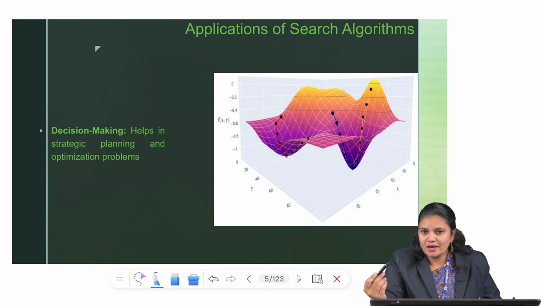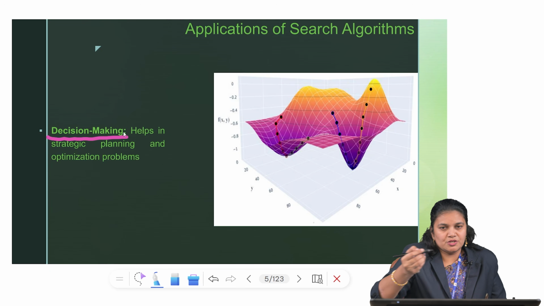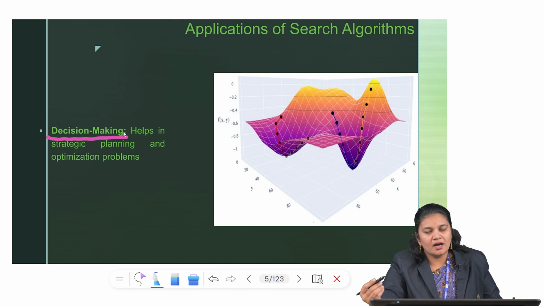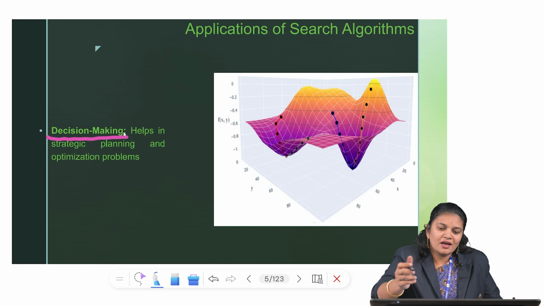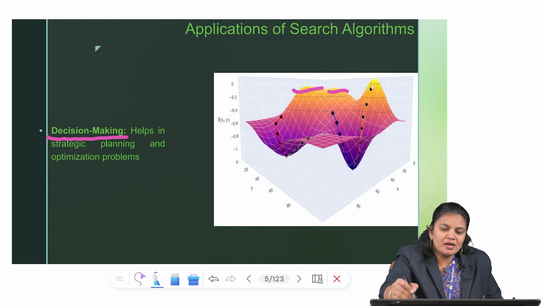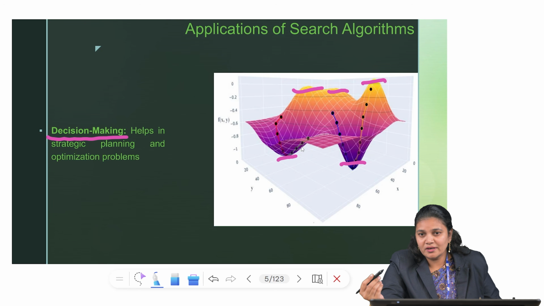The last application of search algorithms is helping in making decisions. A very important thing that we expect from an artificial intelligence system is decision making. These search algorithms support decision making, because when we try to solve a problem, in this graph we can find that we are getting multiple ups as well as multiple downs. So we have to select the best point among these.